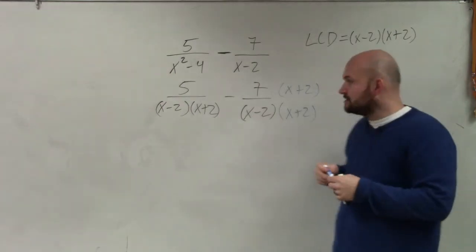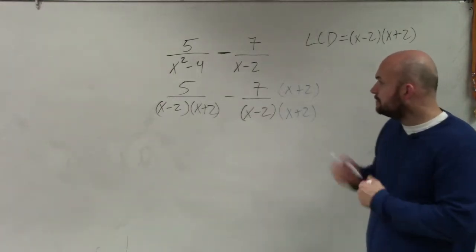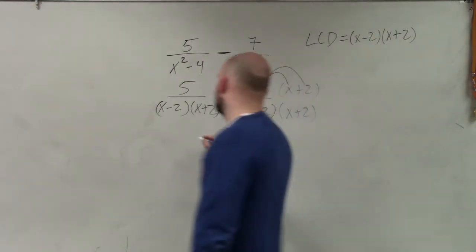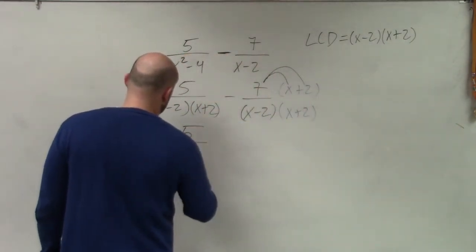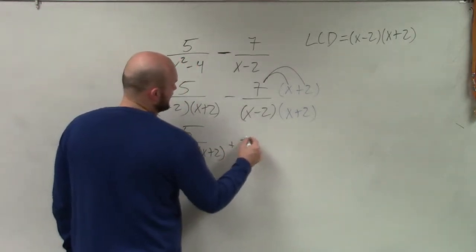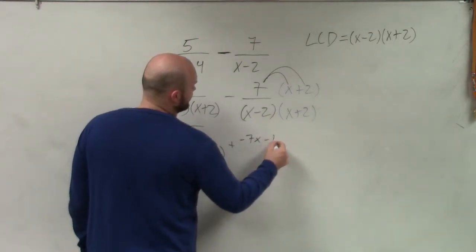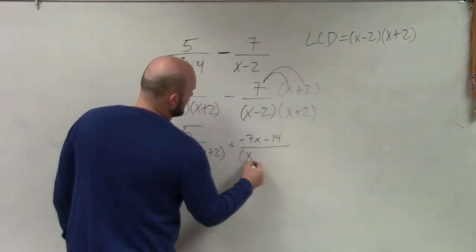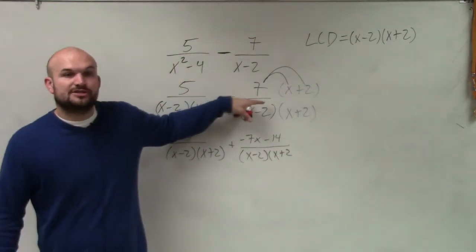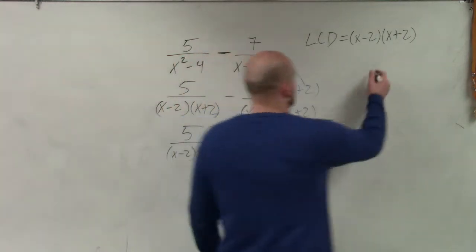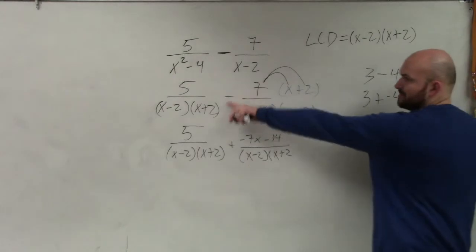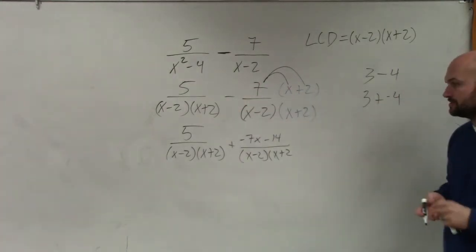All right? So I now can apply the distributive property. Please note that that's a negative 7. So I have 5 over x minus 2 times x plus 2, plus a negative 7x minus 14, all over x minus 2 times x plus 2. What I did, guys, is I changed the subtraction to an addition problem. You can all do that, right? 3 minus 4 is the same thing as 3 plus negative 4. Agreed? So all I did was I made this positive and made that negative to distribute.